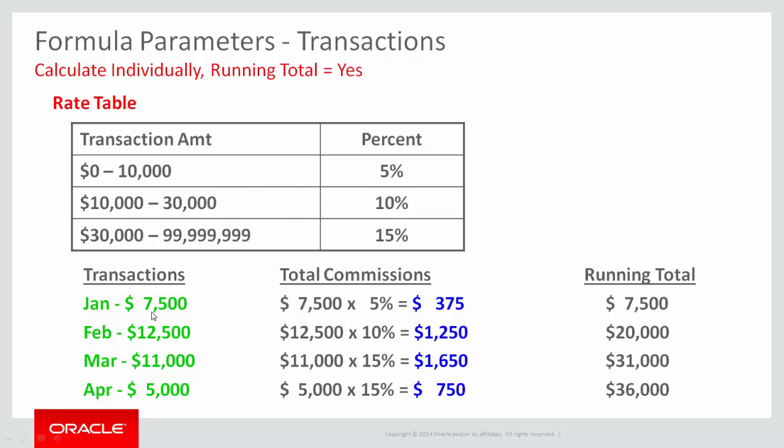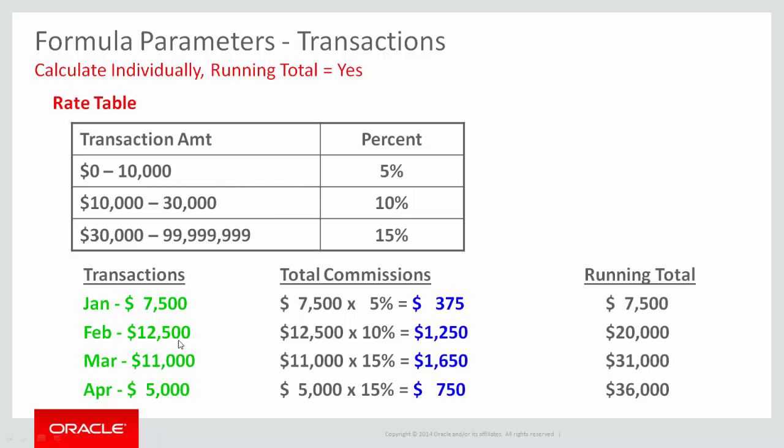So the first transaction comes in, which is $7,500. This is the first transaction of the period, so there is no running total because this is the first one. $7,500, we go to the rate table. It's a 5% rate table result. And so we'll take the $7,500 times 5%, and that's $375. Hopefully that's fairly straightforward because it's exactly the same as the last one.